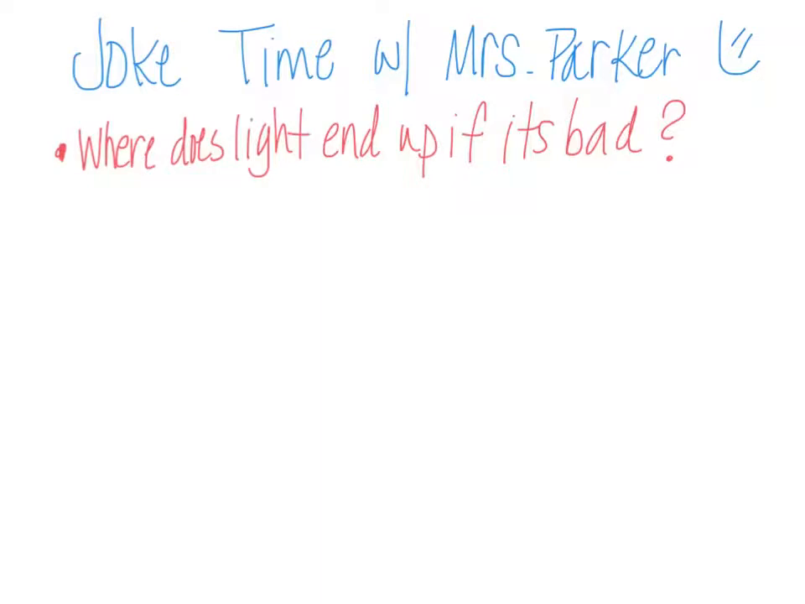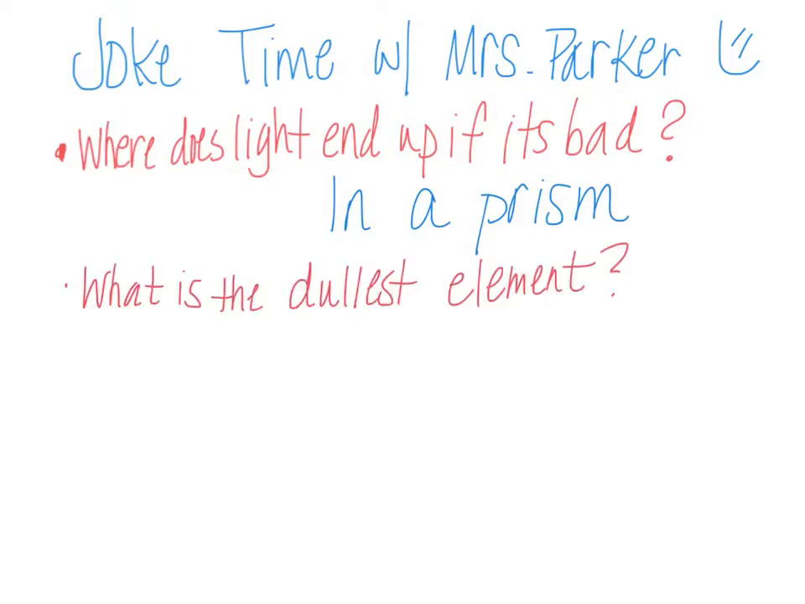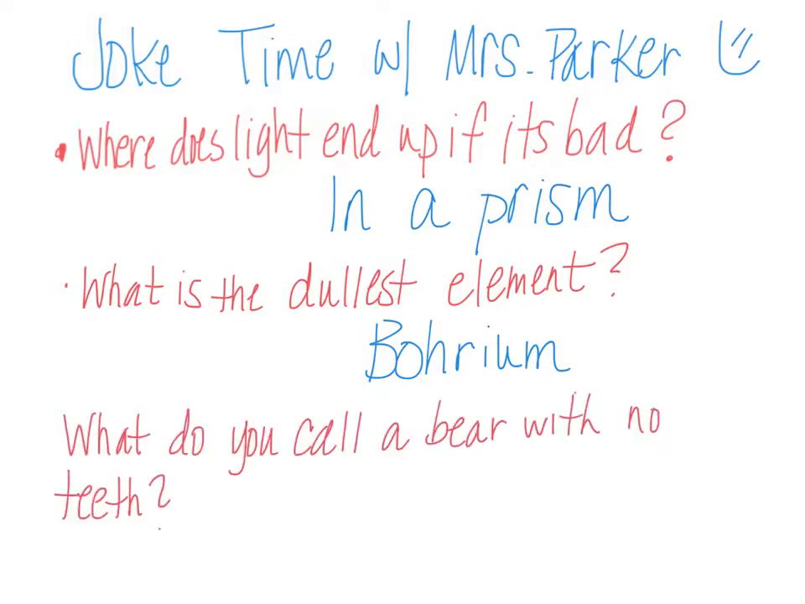All right, this is a shout out to my 6th period, my favorite one and only pre-AP class. So here's joke number 1. Where does light end up if it's bad? In a prism. What is the dullest element? Thorium. All right, one more. What do you call a bear with no teeth? A gummy bear.